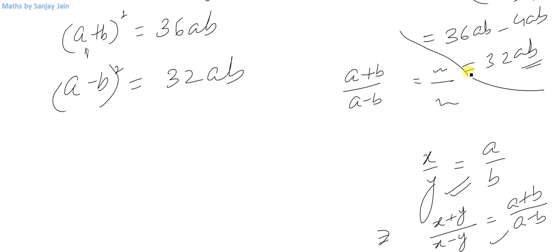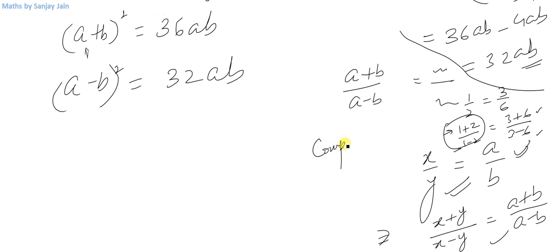You can check it yourself. If 1 by 2 is equal to, let us say, 3 by 6, then 1 plus 2 by 1 minus 2 will definitely be equal to 3 plus 6 by 3 minus 6. You can check it. This is 3, this is minus 1. So left hand side is minus 3, and this is 9, this is minus 3. So right hand side is also minus 3. So this is a very simple property known as componendo and dividendo.